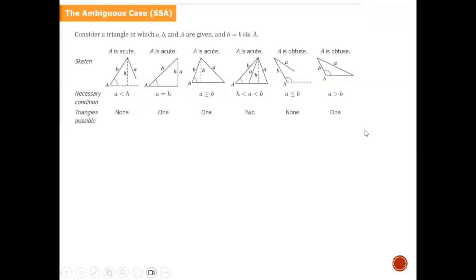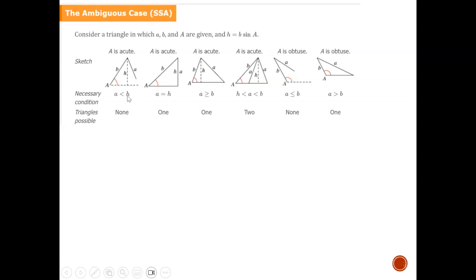Okay, now, hey guys, this is the main concept for this section. Even though we did 3 examples, this is what you need to look at. You have to compare side A with the height H and side A with side B. And here it tells you how many triangles there are going to be. For example, if angle A is acute, there are 4 possibilities. The first one is none.